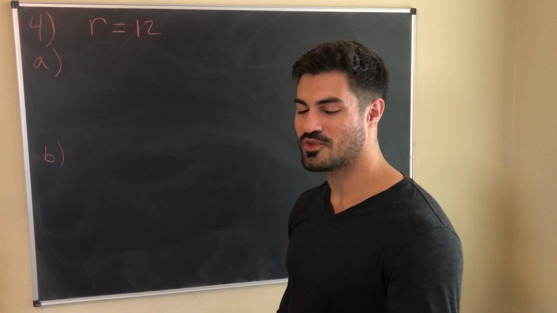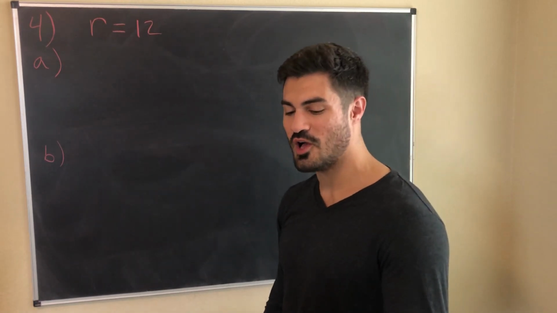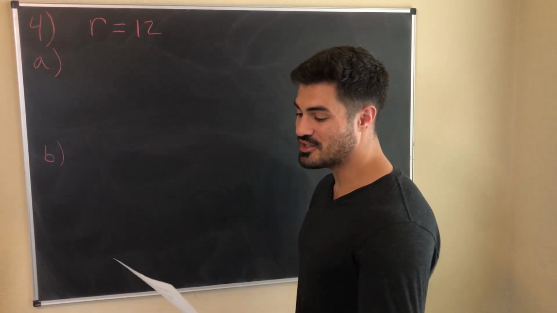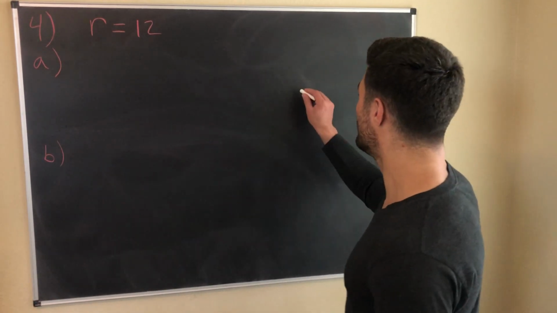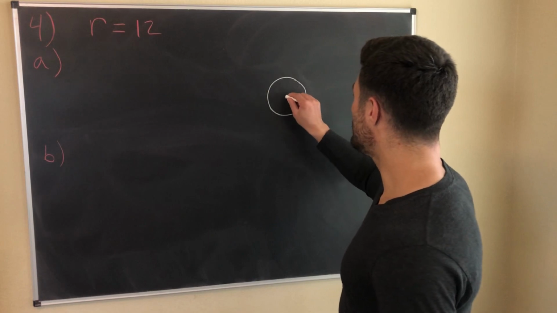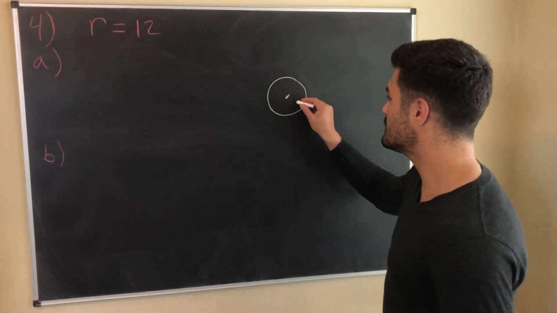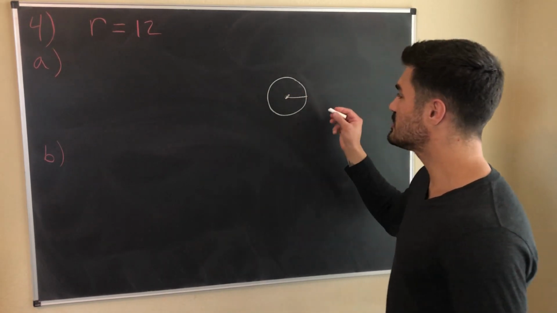All right, so number 4 says, given a circle of radius 12, part A, find the length of the arc subtended by a central angle of 75 degrees. So the length of an arc, basically I think of it just as a piece of the circumference of a circle. So let's say we have a circle here with radius 12.